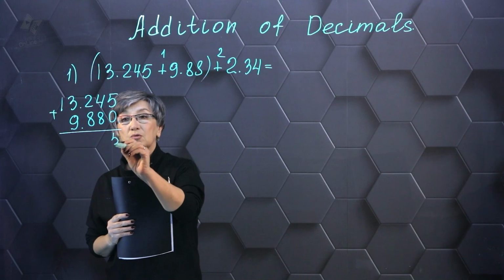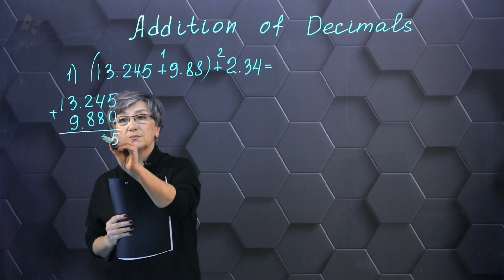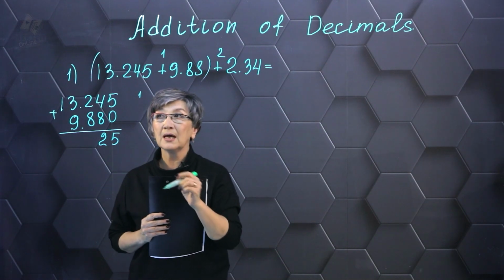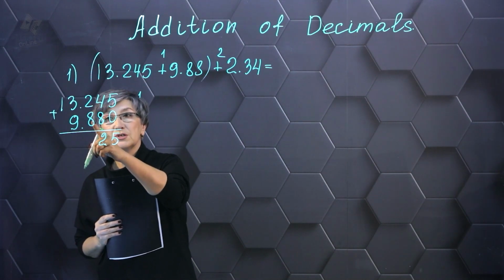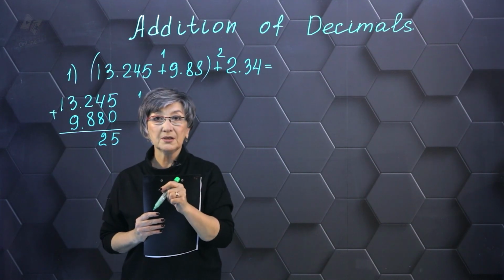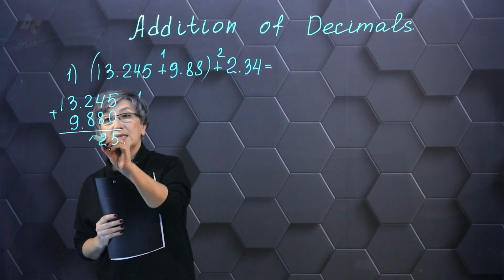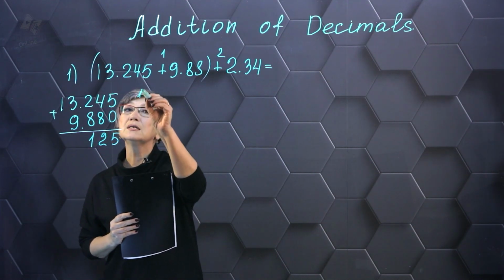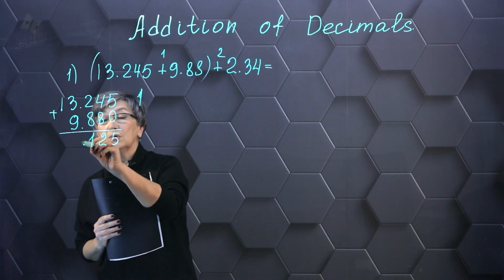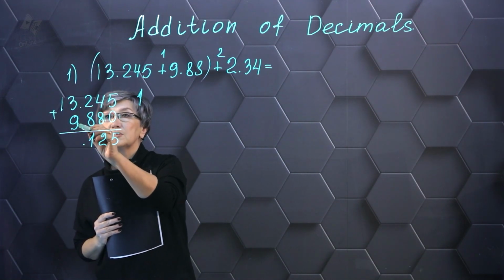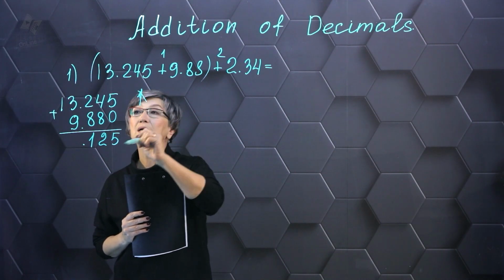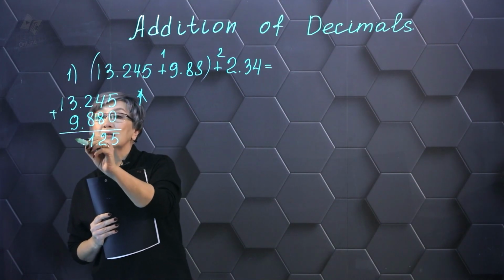To the 5, I add 0, 5. 4 plus 8 is 12. 2 I write down. 1 I memorize. 2 plus 8 is 10. And the 1 I memorize is 11. 1 I write, 1 I memorize again. I put a period. And now 3 plus 9 is 12. And the 1 I memorized, I'll have 13. I write 3 and I memorize the 1 again.